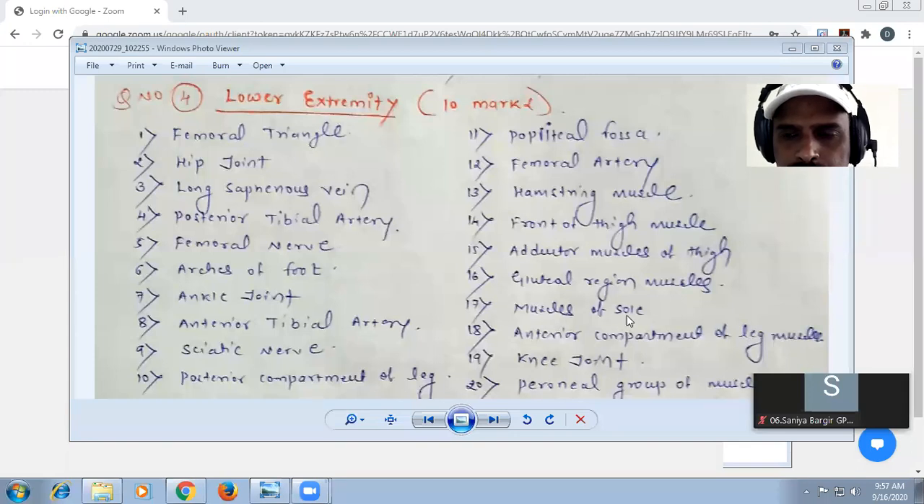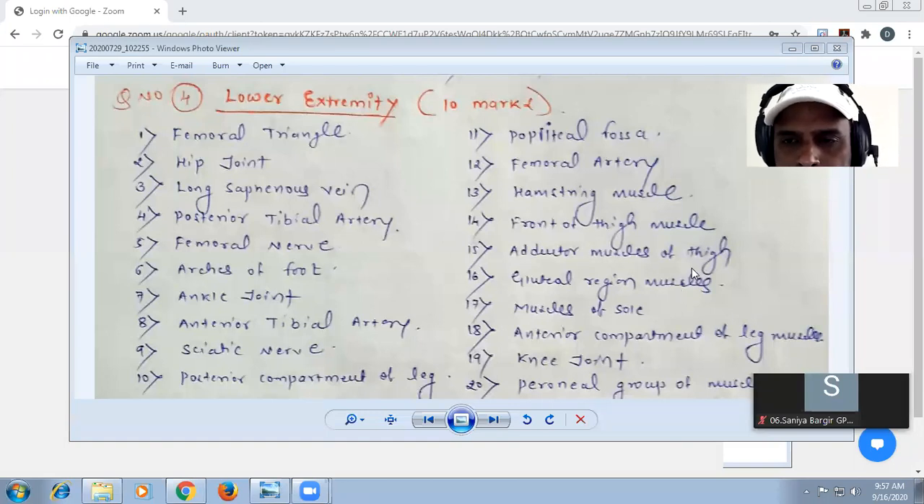Next comes the muscles of the sole. In the muscles of the sole, you have to remember all 18 muscles and 4 tendons. They are arranged in 4 layers in total, and you have to remember the 18 muscles. Next comes the gluteal region muscles. The word itself gives you the gluteus maximus, medius, minimus. All of them make up the gluteal region muscles. That is one important thing you have to know. So origin, insertion, nerve supply and action you have to study.